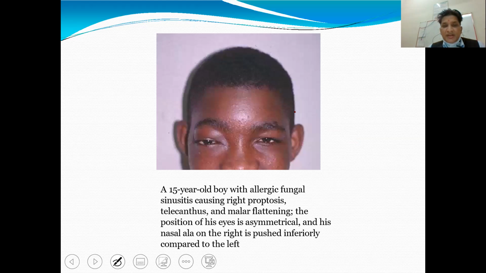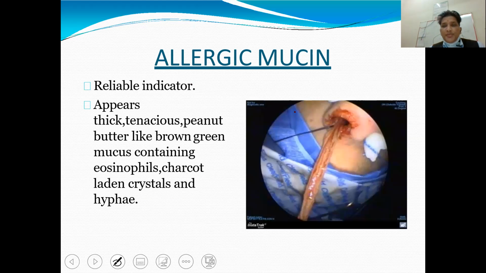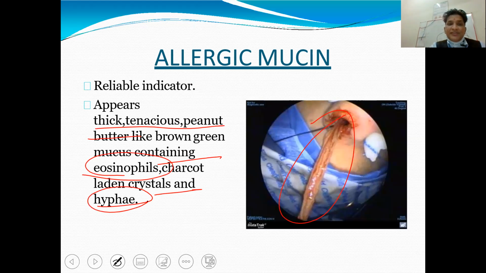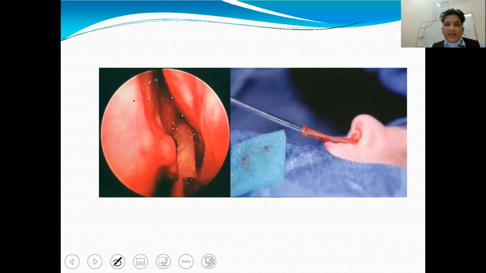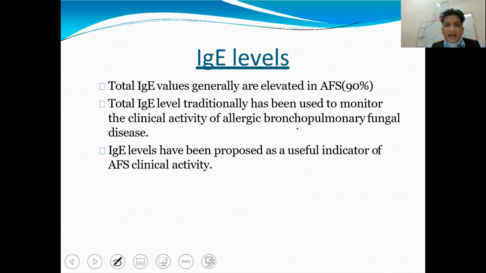This is again a clinical picture, and this is the mucin. It is very thick, tenacious, peanut butter-like material, which is nothing but an eosinophilic response against the fungal hyphae. So this is again a reliable indicator. And the IgE count, because it's supposed to be an allergic response, is always on the higher side in allergic fungal sinusitis. The IgE level in a case of AFS is a strong indicator that the patient has allergic fungal sinusitis.